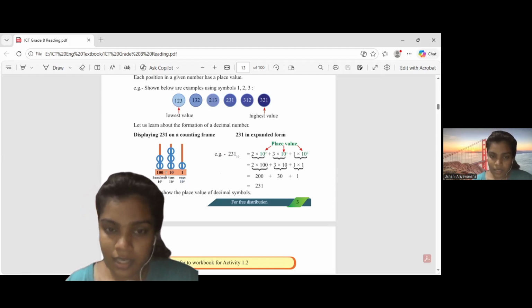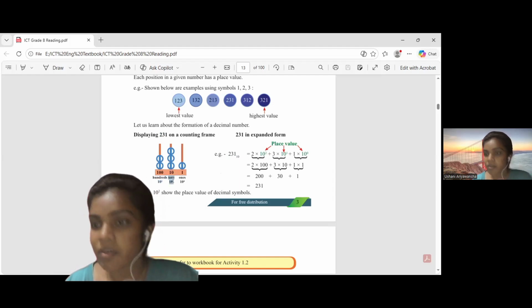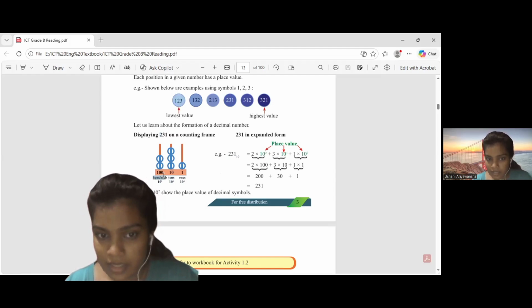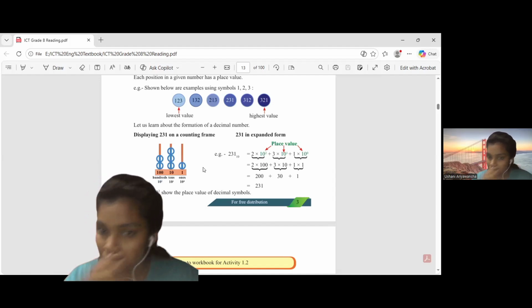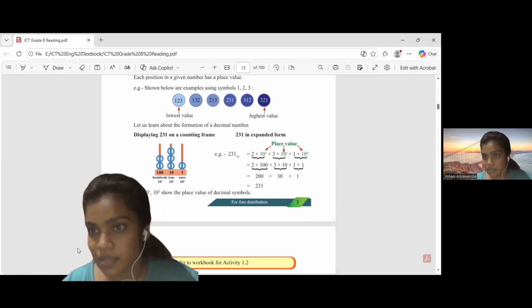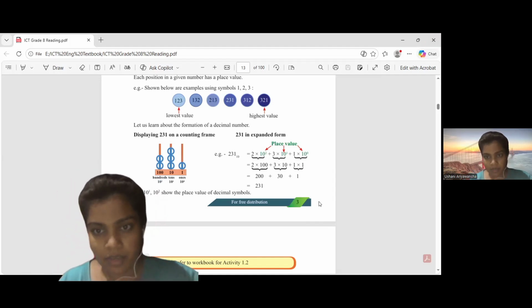So, what is next? 3 is in the tens place. It means 10 to the power 1. And 2 is in the hundreds place. It means 10 to the power 2. Those are the place values of decimal symbols. So mathematically, it looks like this.